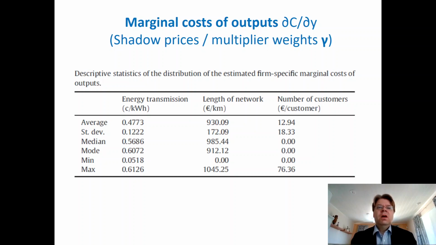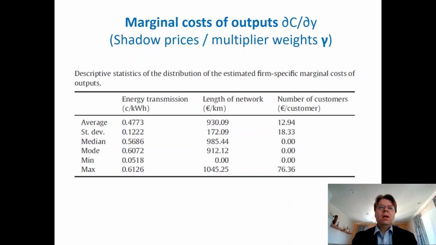So this table summarizes some descriptive statistics like the sample mean, sample standard deviation, median, mode, minimum and maximum. This is something that we can report in an empirical paper, for example. We do not have just a single parameter representing the shadow price, but we have a distribution for each output variable.